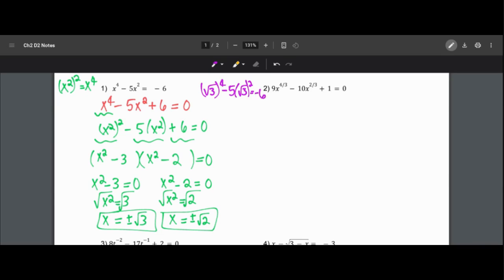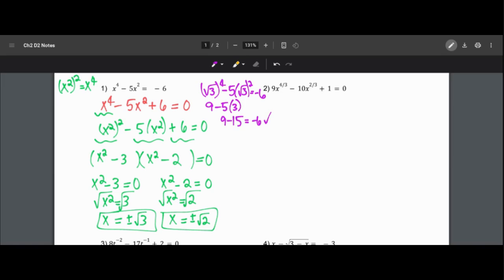If I do square root of 3 times square root of 3, I get 3, times another square root of 3 times square root of 3, which is 3. 3 times 3 is 9. 9 minus 5 times square root of 3 squared, which is 3. So that's 9 minus 15, which equals negative 6. So that works. It would also work if those square root of 3s were negative, because the negatives would cancel out with the raising to the fourth power and the second power.